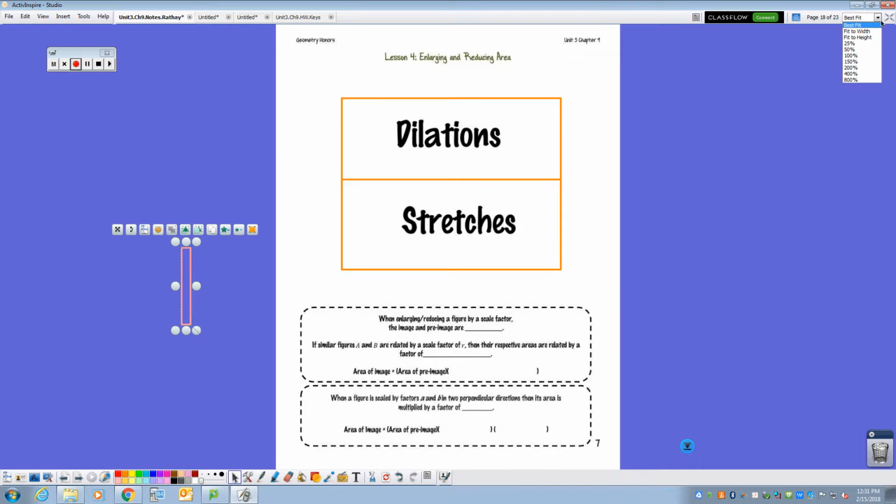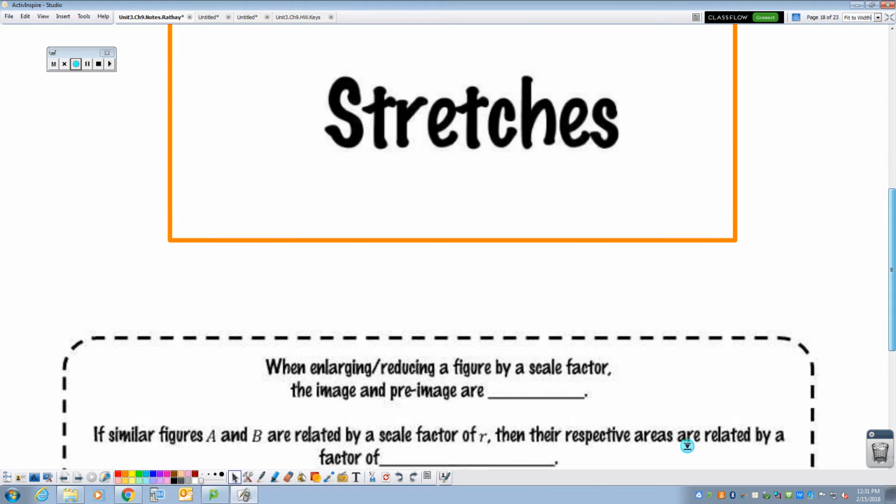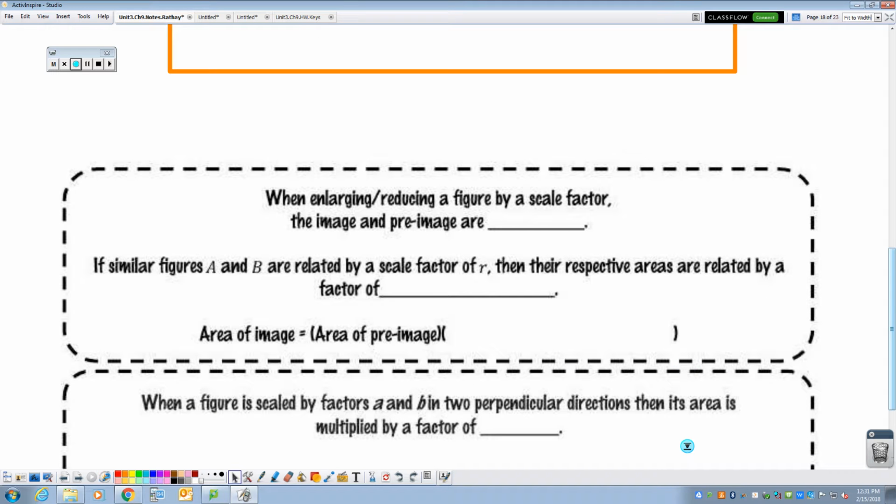Now, we looked at an investigation of how that impacted area, and to sum up what happens when we are enlarging or reducing a figure by a scale factor. Well, this sentence, when you enlarge or reduce a figure by a scale factor, that means you're completing a dilation. So if you do a dilation, we know that the image and pre-image must be similar to each other, which means that all of the corresponding angles are congruent and all of the corresponding sides have to be proportional.